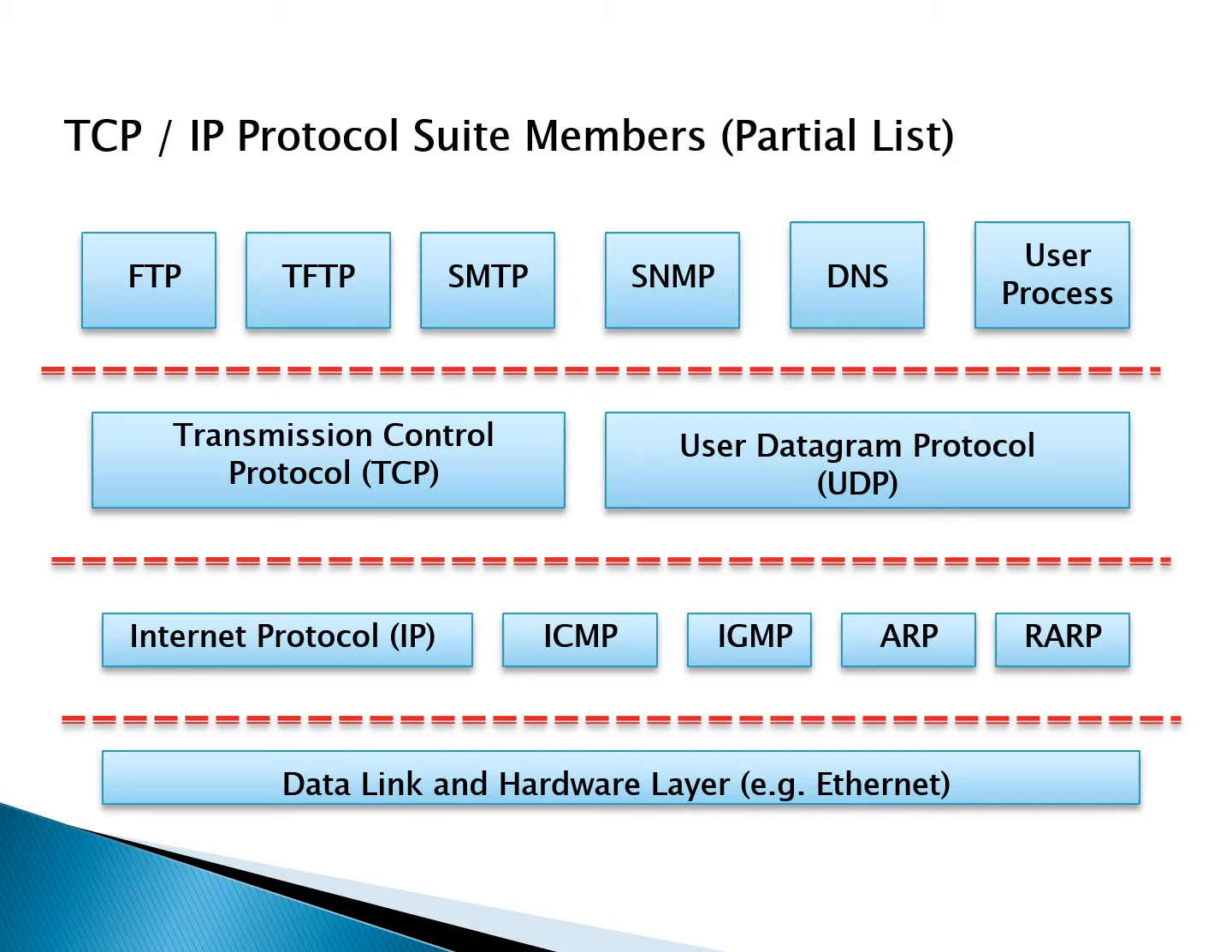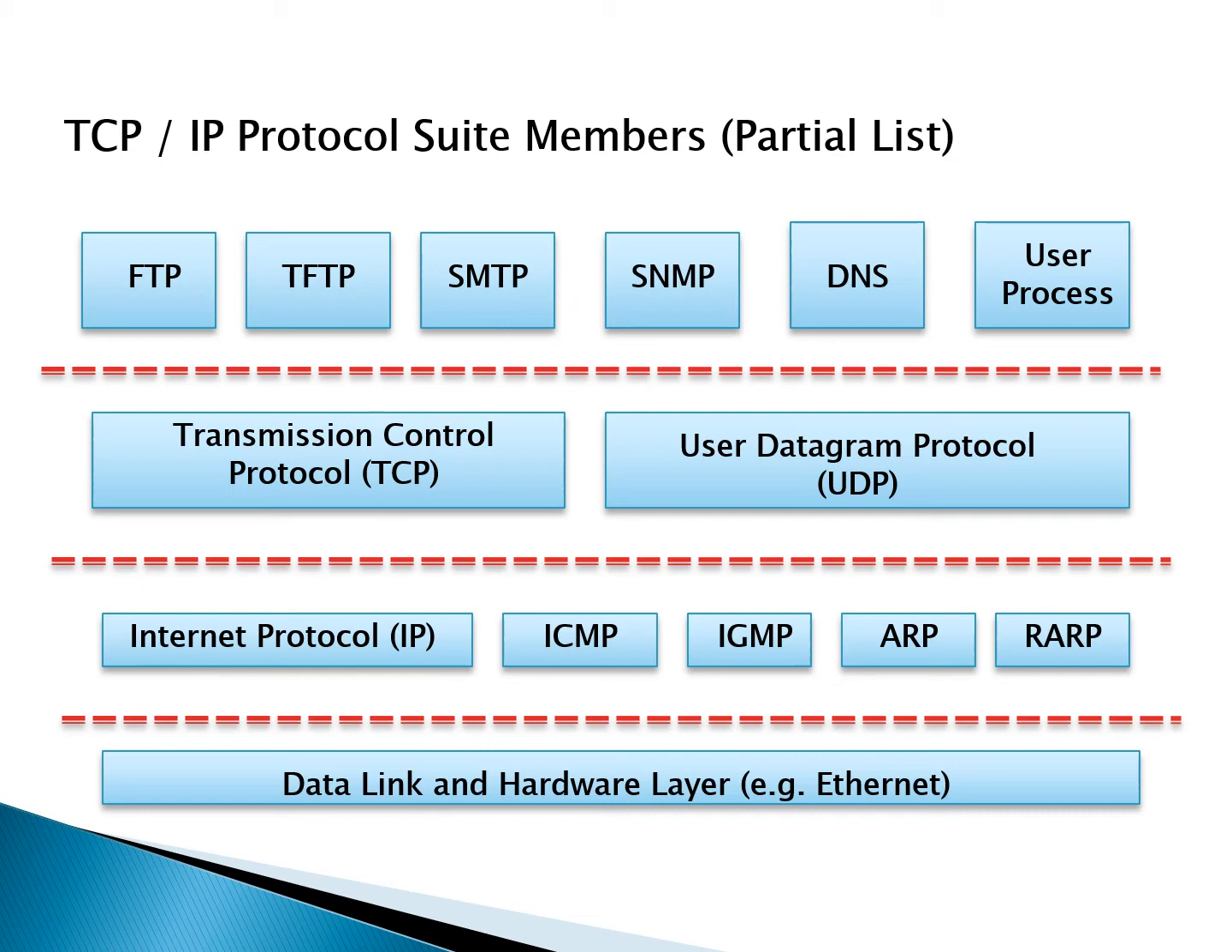The next layer is the network layer. The most important protocol in this layer is Internet Protocol, which we generally term as IP. IP is responsible for routing of packets. In this layer, there are some other protocols also, which we briefly describe in the next slide: ICMP, IGMP, ARP and RARP.